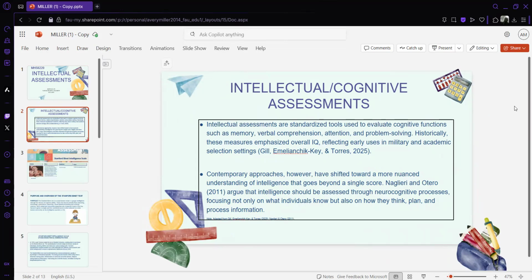Intellectual cognitive assessments are standardized tools used to evaluate cognitive functions such as memory, verbal comprehension, attention, and problem solving. These methods are historically measurements that are emphasized overall in IQ, reflecting early uses in military and academic selection settings. Contemporary approaches, however, have shifted towards a more nuanced understanding of intelligence that goes beyond a single score. Naglieri and Otero argued that intelligence should be assessed through neurocognitive processes that focus not only on what individuals know, but also how they think, plan, and process information.